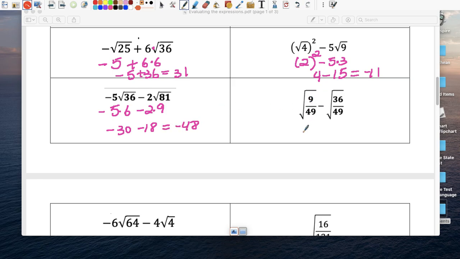Square root of 9 over 49. So again, think about what two same fractions multiplied give you 9 over 49. On top has to be 3 times 3, and the bottom has to be 7 times 7. So the square root of 9 over 49 is 3 over 7. Minus the square root of 36 over 49, which is 6 over 7. And this one is a nice negative 3 over 7.